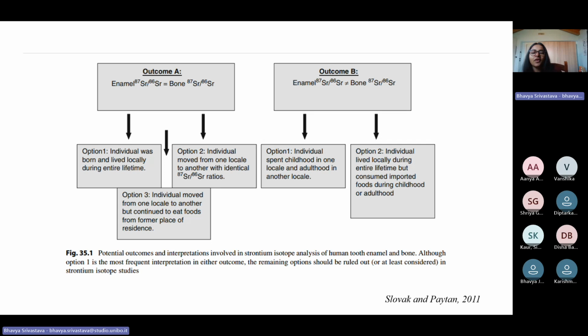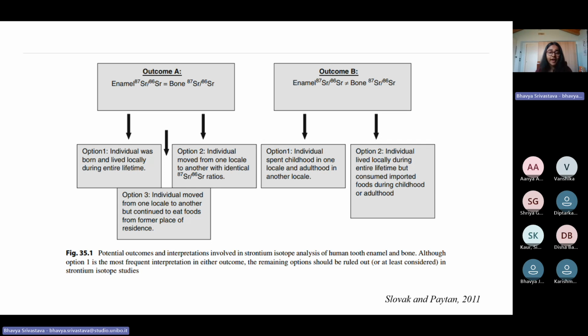So, okay, finally we come here. If we extract samples within a skeleton from the teeth, from the enamel, and from the bone, and we compare the isotope ratios, see, the teeth are formed when you are a child, and the bones are formed when you are an adult. So, if the strontium ratio of 87/86 is the same, the first interpretation is going to be that the person has stayed in that region throughout their life.